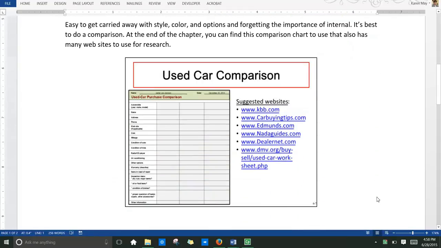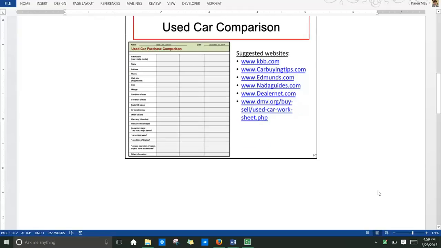It is very easy to get carried away with style, color, and options and forget the importance of resale value for cars. If you're looking at a home, you also want to consider resale instead of being overly concerned about color, etc. It's best to do a comparison. At the end of the chapter, you can find a comparison chart to use that also has many websites to help you research. Always do a comparison.